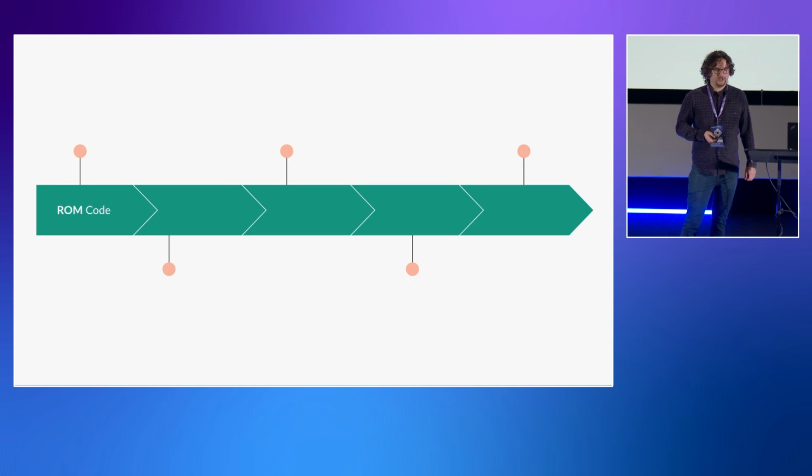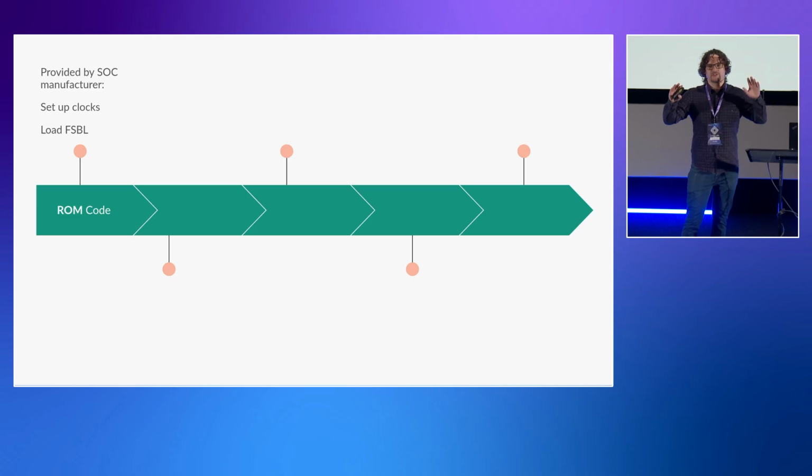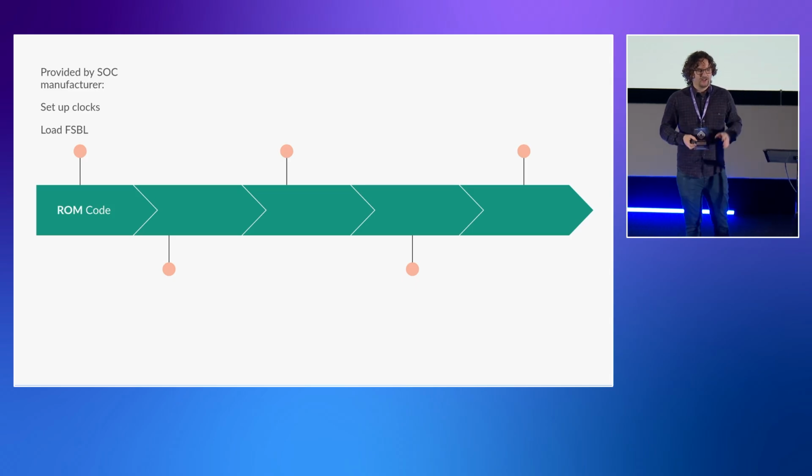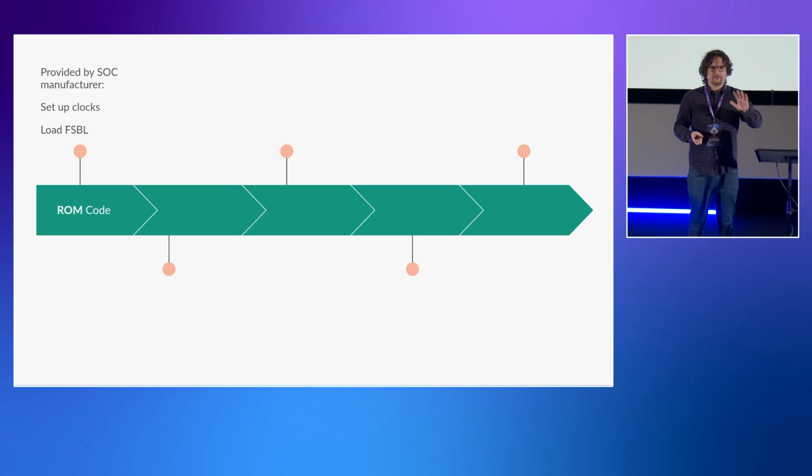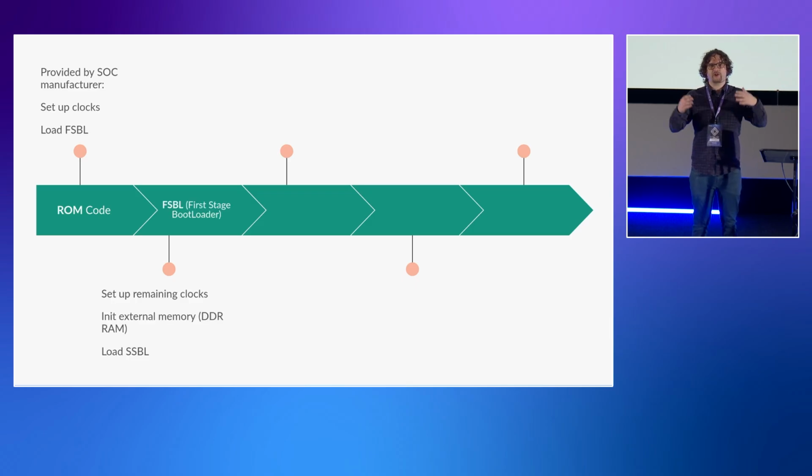This is the boot chain, and we are starting from the ROM code. This is the code that was programmed by the vendor in the factory. We cannot change it, or we cannot change it easily. It is responsible for setting up basic clocks and loading FSBL. What is FSBL? First stage bootloader. And we are continuing initialization of the hardware, setting up the remaining clocks and initializing some external memory, and loading SSBL. This is, of course, the second stage bootloader.